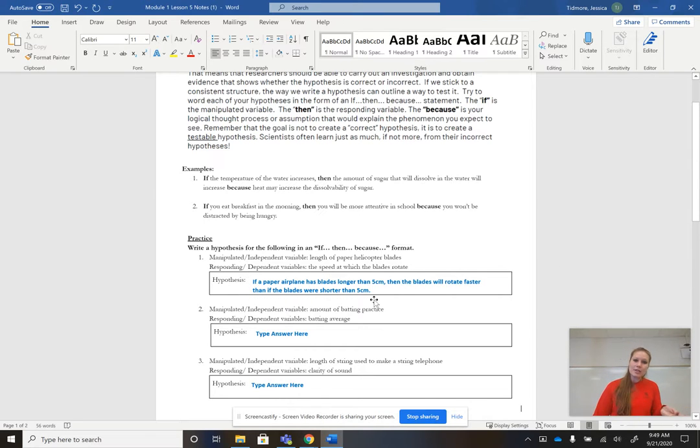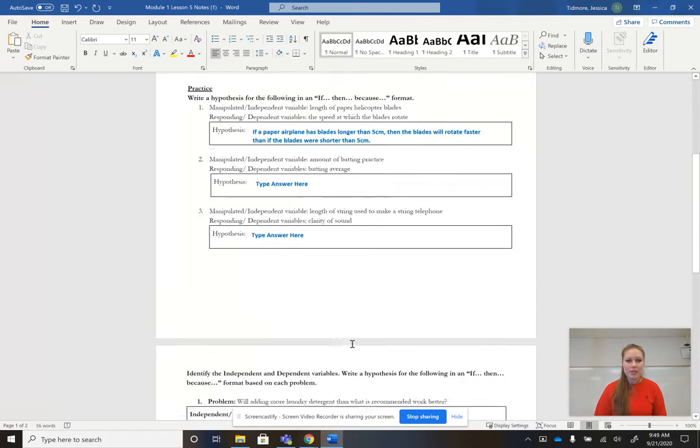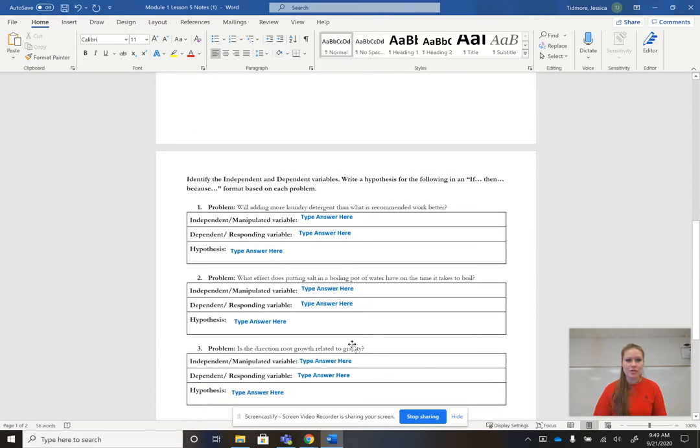I didn't necessarily include the because part right here because I really don't know a whole lot about paper helicopter blades. So I don't have a lot of prior knowledge to go off of. So I'm just going to leave it as an if then. But let's take a look at one on the second page here.